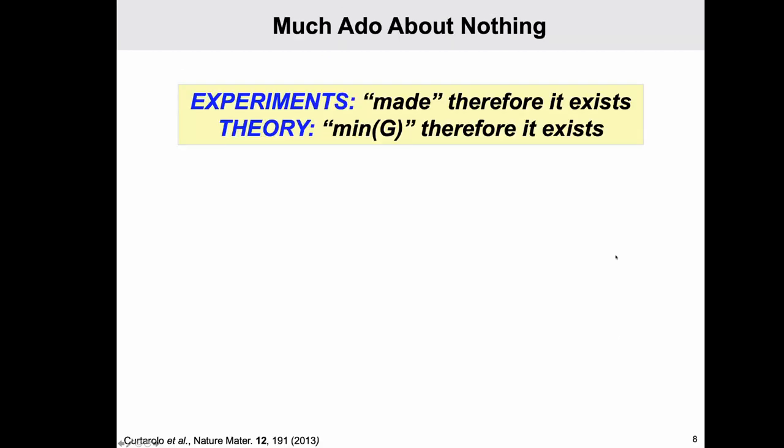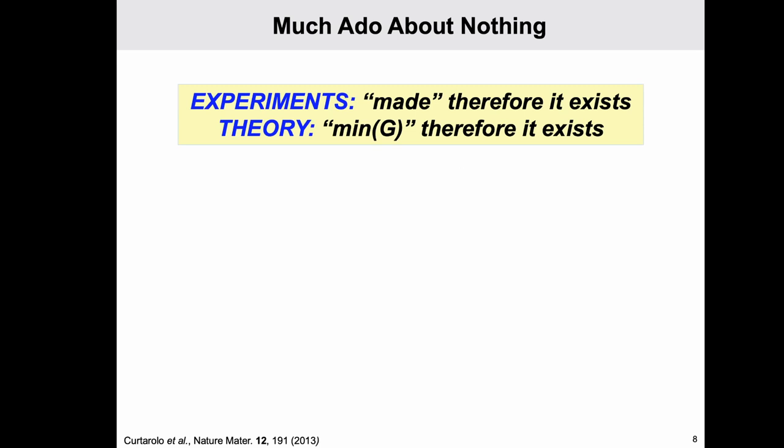Look at here. What is the difference really between experiments and theoreticians? For experimentalists, they make the material and therefore it exists. It cannot be argued: if the material is there, therefore it can be made. For theoreticians, the material exists if it satisfies the minimum Gibbs free energy. The Gibbs free energy is a potential that contains energy, entropy, configuration, and so on, and if this G is minimum, then the material should exist. But the question is that this minimum point should be found.